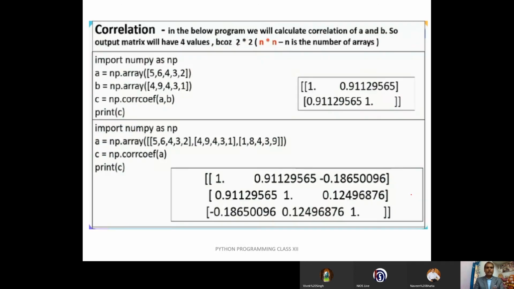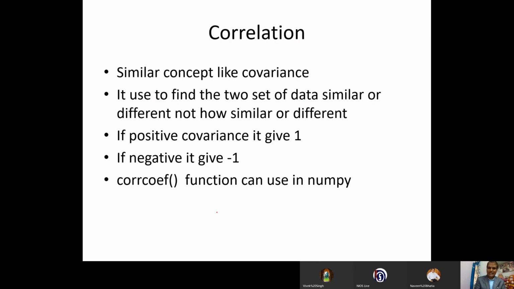Now see the correlation. The same thing will be there. We have to apply CORRCOEF to find the correlation. You can see whether they are similar or dissimilar. If a negative value comes, they are dissimilar. Now this is the last topic, correlation. This is a similar concept to covariance. It is used to find whether two sets of data are similar or different, not how similar or how different.